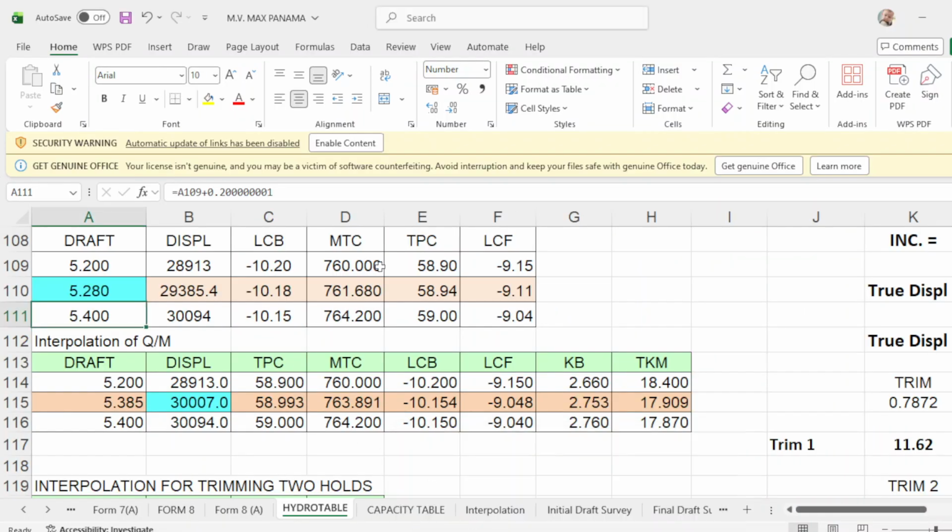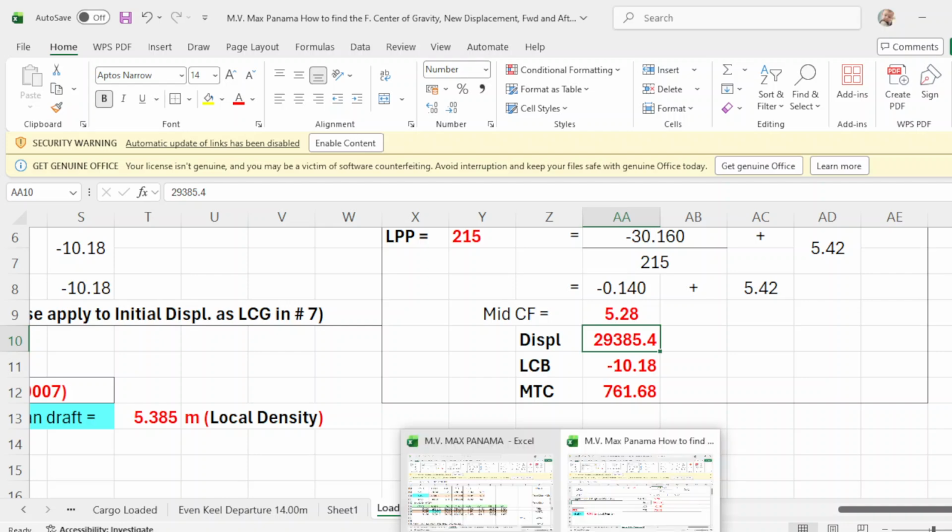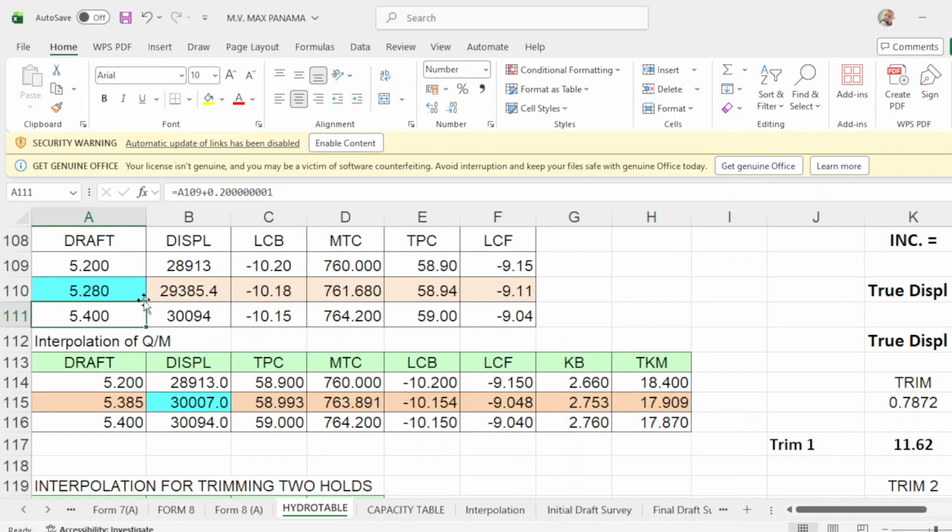LCB is negative 10.18, and MTC is 761.68. Okay, that will be form.